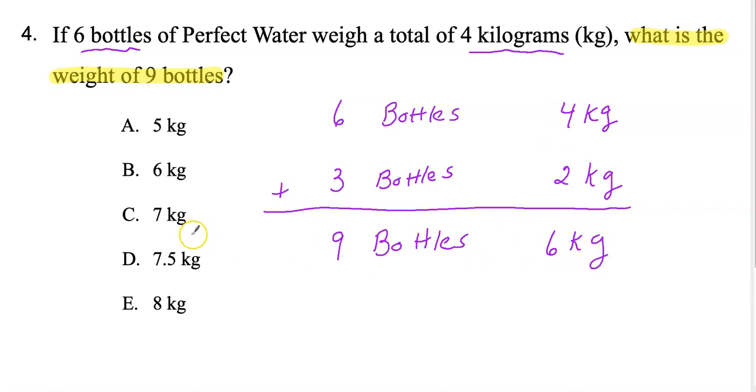So that's one way to go about this. You can set up a proportion and do this mathematically, but I saw that pattern. I like it this way. So the weight of 9 bottles is 6 kilograms, which is B.